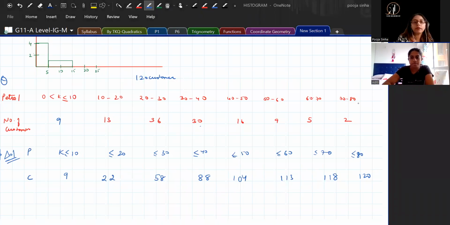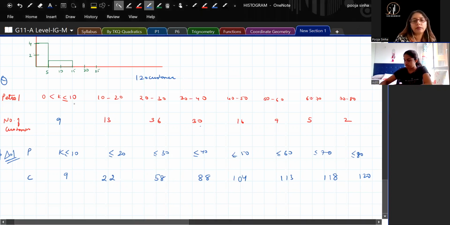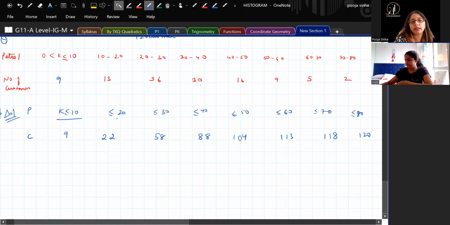So what we have just done is, your question was that the petrol is given to be this much, and the number of customers buying this much petrol was 9, 13, 36, and you were asked to make a cumulative frequency curve. This table was given to you where K was less than 10, less than 20, less than 30. To find this out, we have to make a cumulative frequency curve.